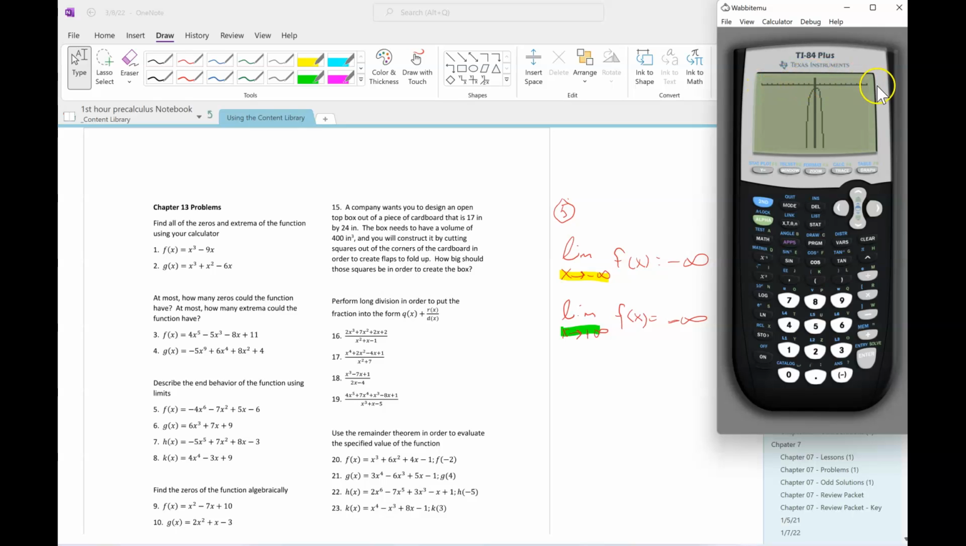So this one has no x-intercepts, right? Yeah. And it has one global maximum right at this point. So if I wanted to find that, I'd hit second trace and then use the maximum command. And then it wants a left bound and a right bound. So I'll pick some spot left of where I think that maximum is and to the right of it, and then guess in between. And there it tells me that I have a maximum.